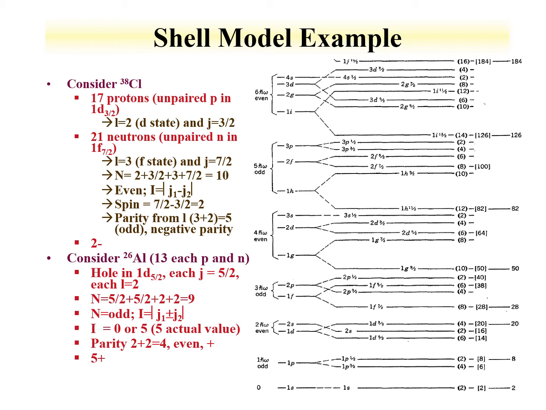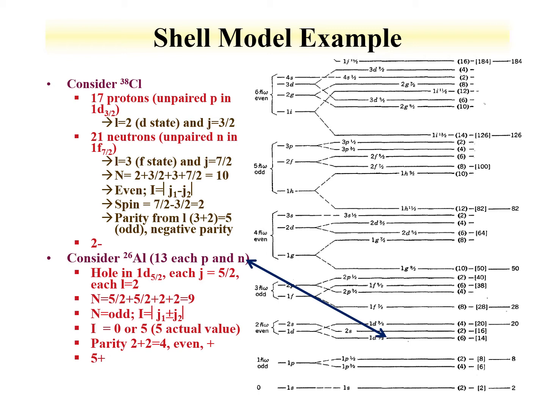If we consider another example, aluminum-26, this is a nucleus with 13 protons and 13 neutrons. So this 1D 5/2 would be filled to 14, so there's a hole, there's one missing spot for each of the proton and neutron shells. So each unpaired particle has the spin of 5/2 and an orbital angular momentum of D, of 2. So the Nordheim number is 5/2 plus 5/2 plus 2 plus 2. That's equal to 9. That's an odd value.